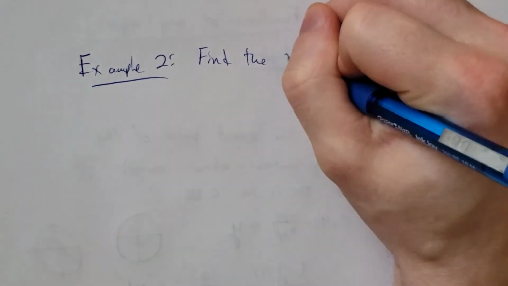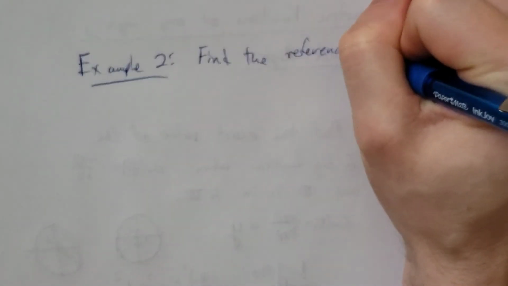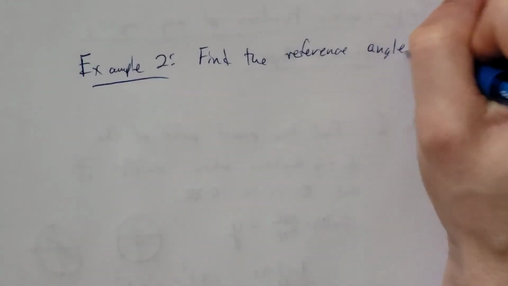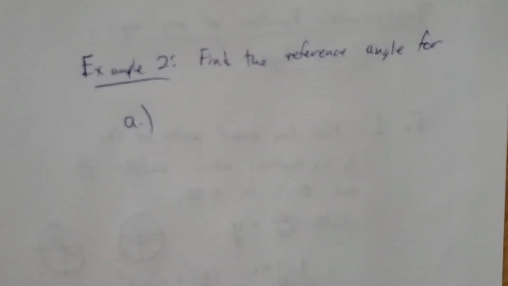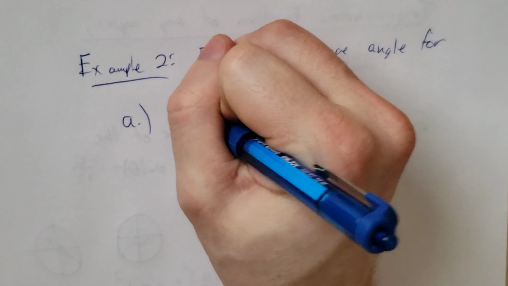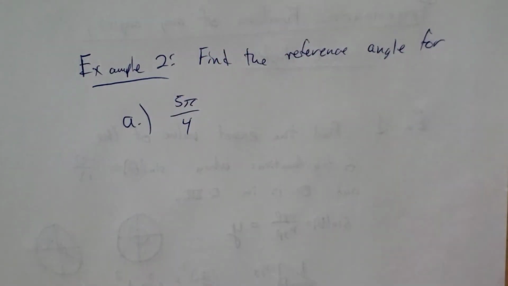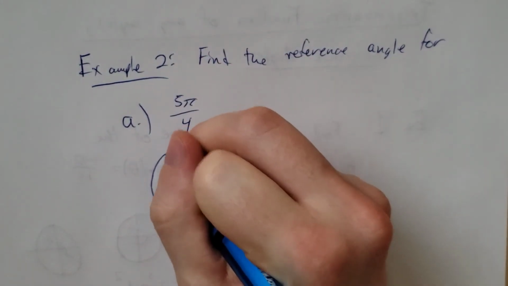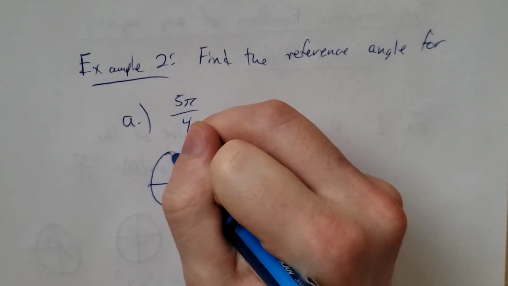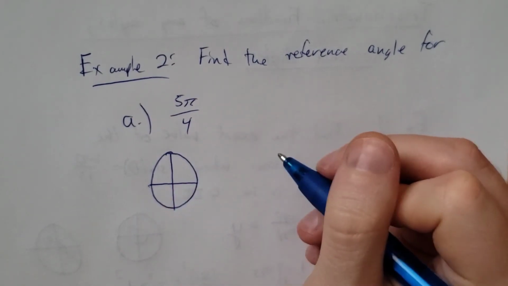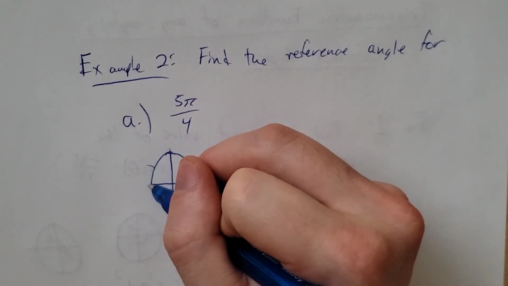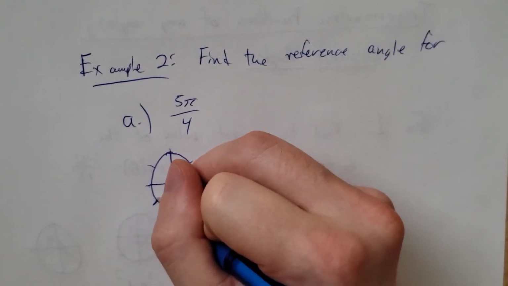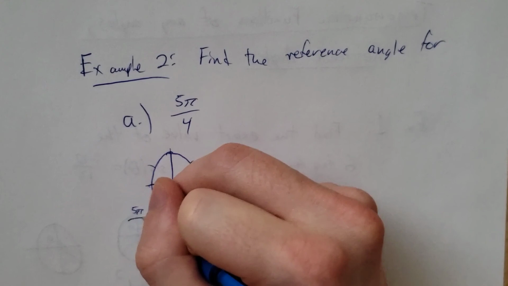Find the reference angle for, and we'll do A. A is 5 pi over 4. Well, first thing we should do, at least at the beginning, is draw this down. 5 pi over 4, we got 1 pi over 4 here, 2 pi over 4, 3 pi over 4, 4 pi over 4, 5 pi over 4 is down here.